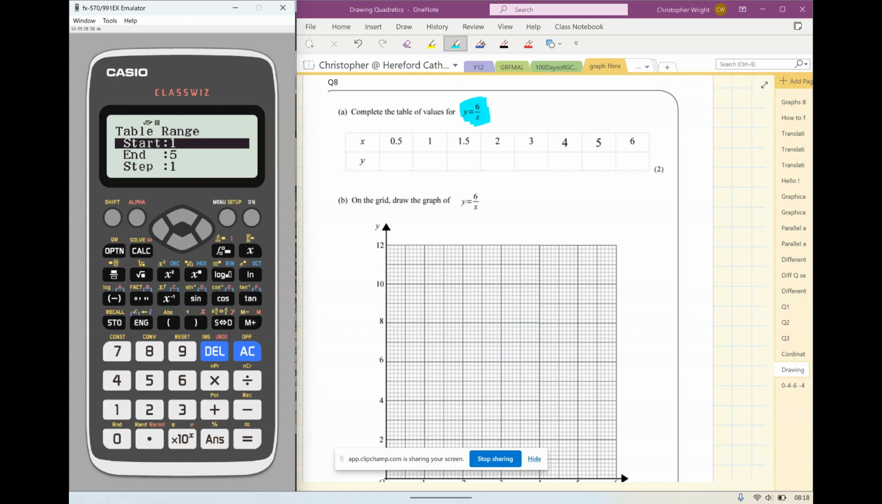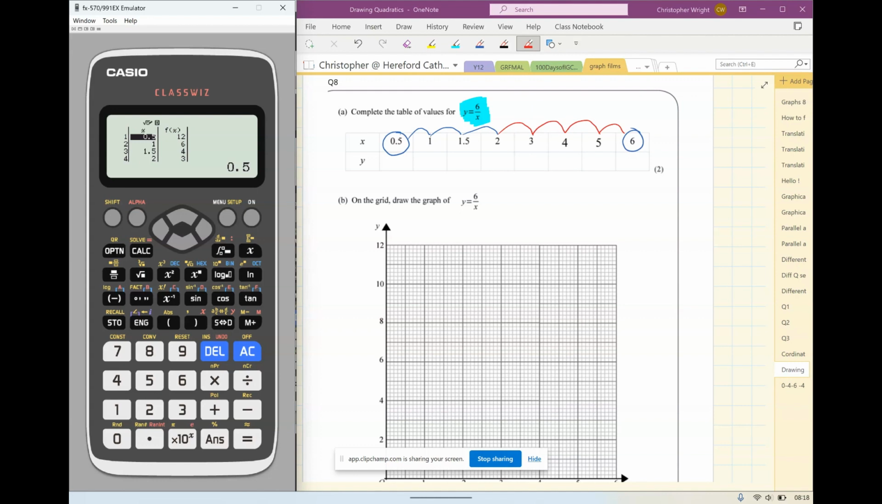Now what's happening here? Well, my table is starting at 0.5 and finishing at 6. Okay, now what are the steps here? It's quite confusing because they've got steps of a half here, and then, look at this, steps of 1. Right, so I'm going to type in a start of 0.5, an end of 6, and now for my steps I'm going to type 0.5. Now I know I don't need all the values the calculator is going to produce, but it will produce all the ones I need. I just need to be slightly careful.